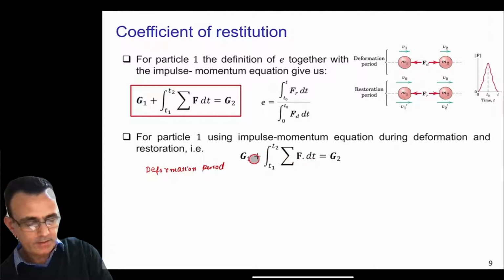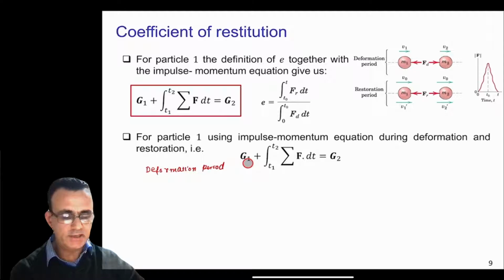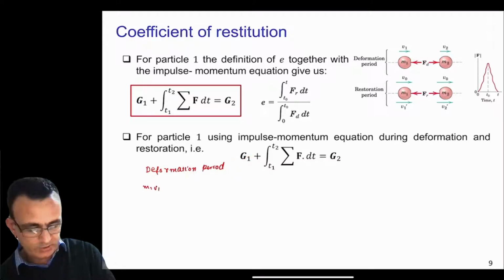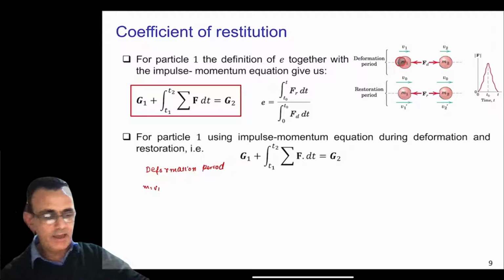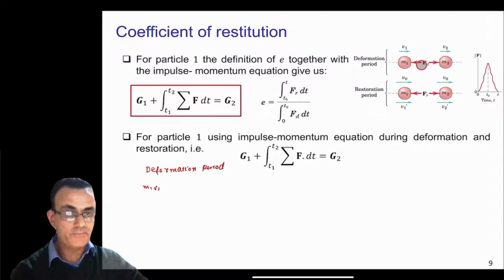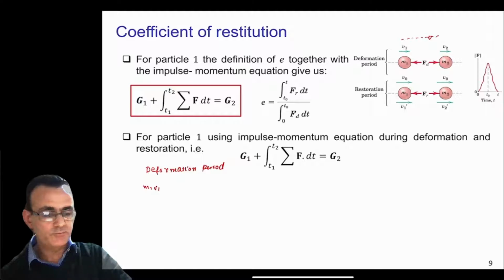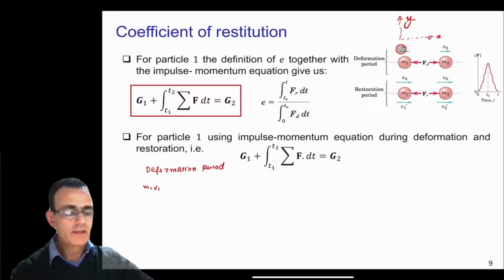during the deformation period, as you can see, the initial momentum is m1 v1, which is this g1 here. And then on particle 1, we have a force which is FD. So FD is acting on particle 1 here, and as you can see, the velocity is positive in this direction. So if we take this as our positive direction, so if this is our x and this is our y here, the velocity is taken as positive, but now the FD is in the negative direction, so this should be a negative force here. So the impulse should be with a negative sign here because it's in the negative x direction.